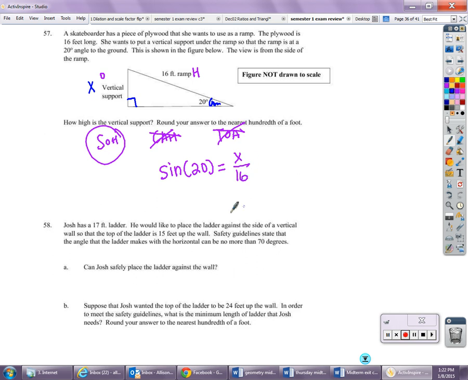Alright, I really want X by itself. So to get rid of a divide by 16, I'm going to multiply both sides by 16. 16 times sine of 20 in my calculator. I got 5.47. So my answer, 5.47 equals X. So the vertical support needs to be 5.47 feet.